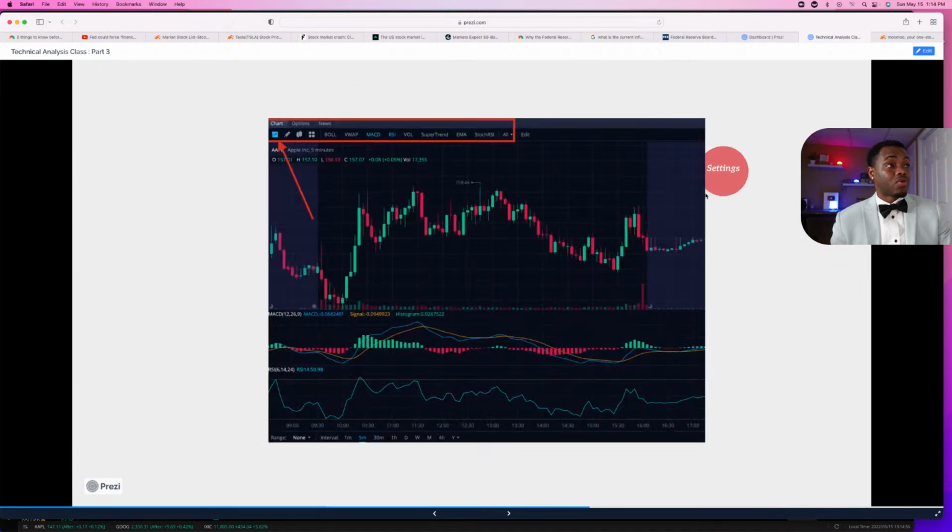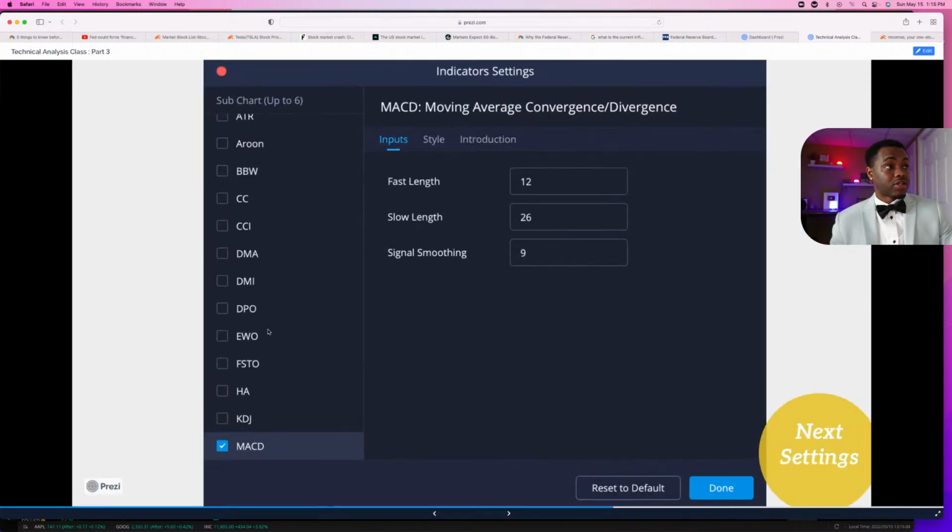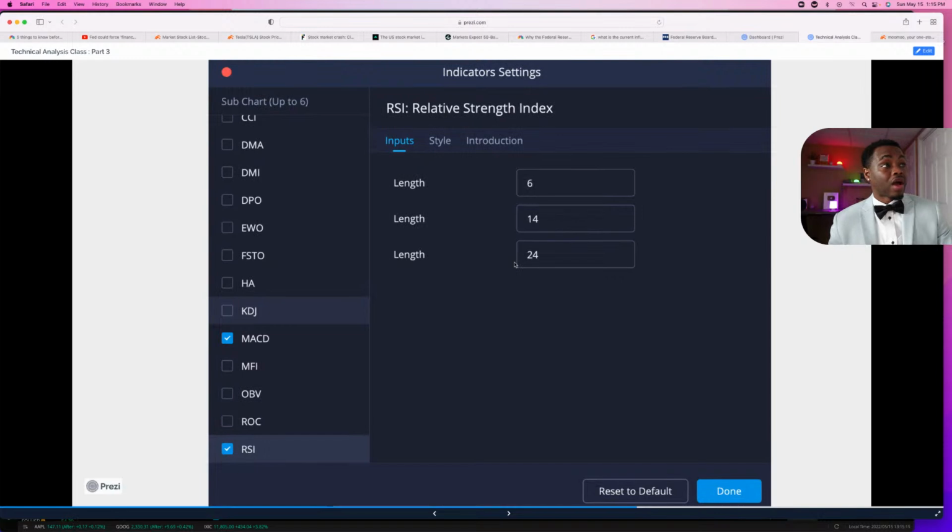So then on Webull, you want to see my settings? It's like this. You go to indicators on Webull up here. And then what you're going to see is this. My fast is 12. My slow is 26. My signal line is 9. So that's pretty much it. You could replay this, rewatch it, everything like that. And then my RSI. The other one was the MACD. This one's the RSI. It's on 6, 14, and 24. These are the defaults.